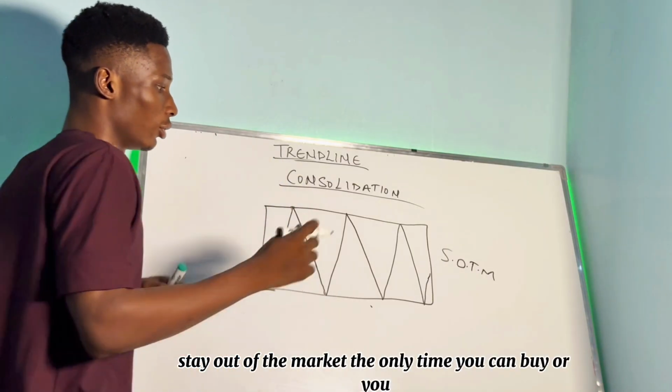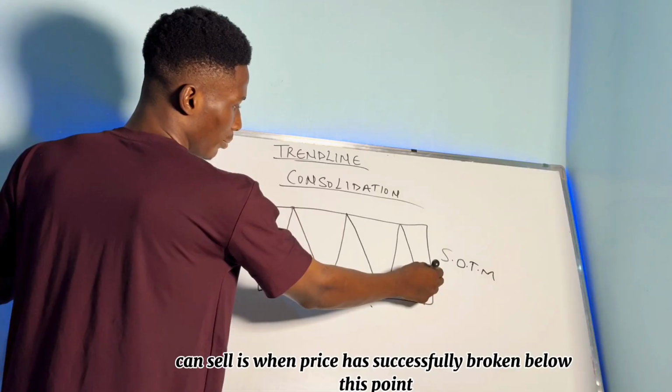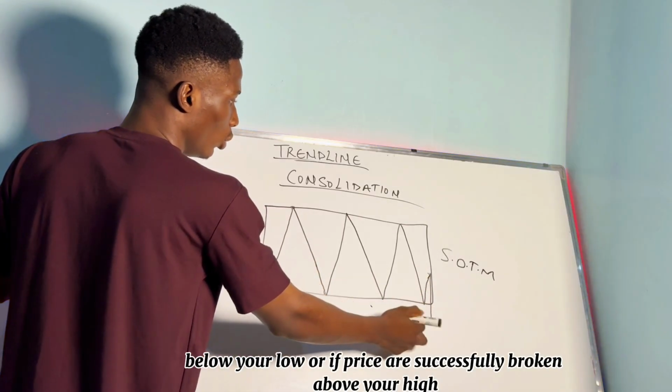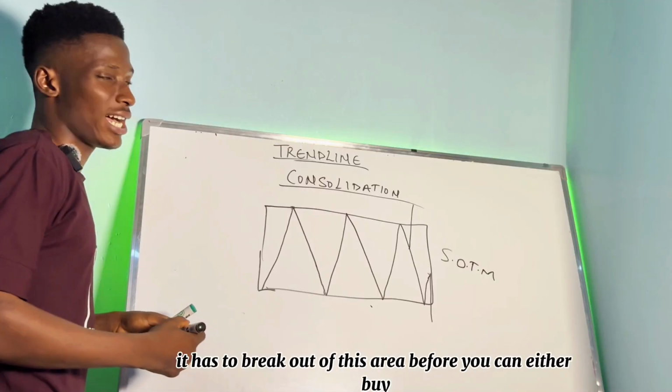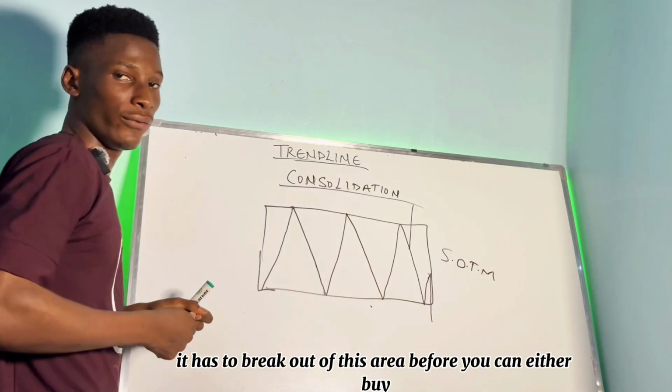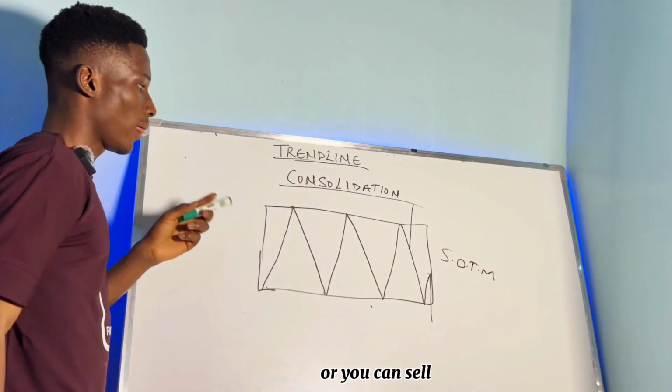The only time you can buy or you can sell is when price has successfully broken below this point, below your low, or if price has successfully broken above your high. Just like it has to break out of this area before you can either buy or sell.